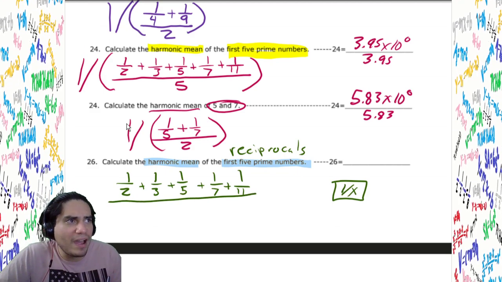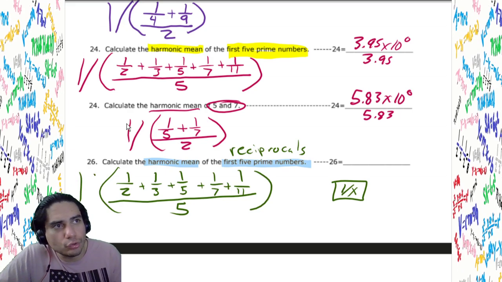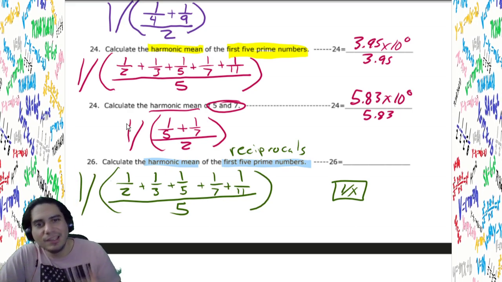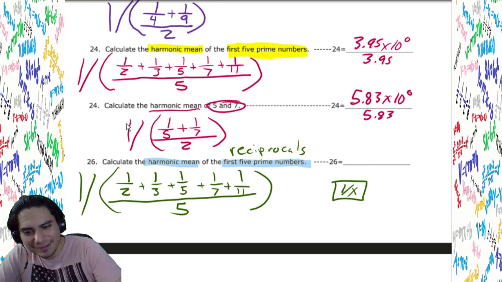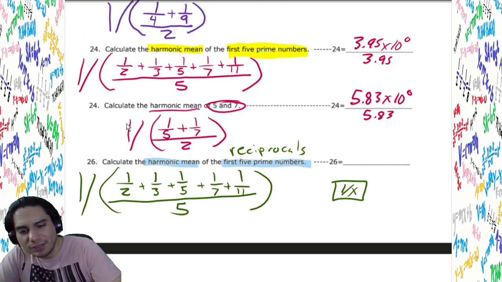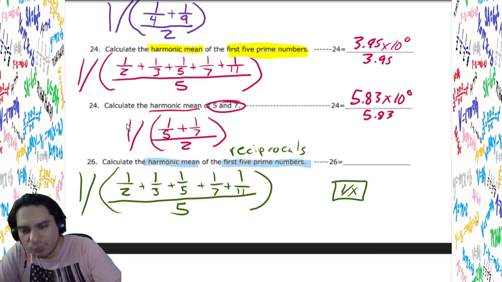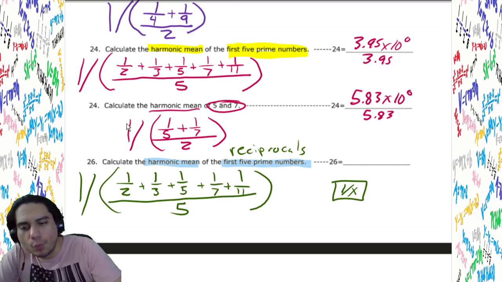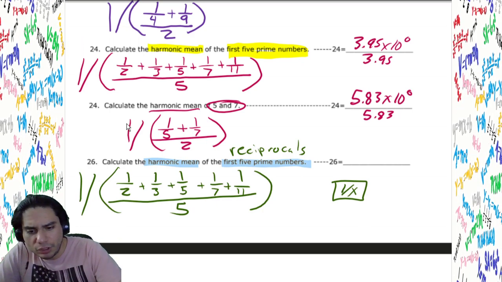Since we added 5 numbers together, we divide by 5. And our last step is to do 1 over x, all right? You see it right there. You know what I'm saying. So let's do it, okay? 2, 1 over x. 3, 1 over x plus. 5, 1 over x plus. 7, 1 over x plus. 11, 1 over x plus. 5, divide. And then we do 1 over x.